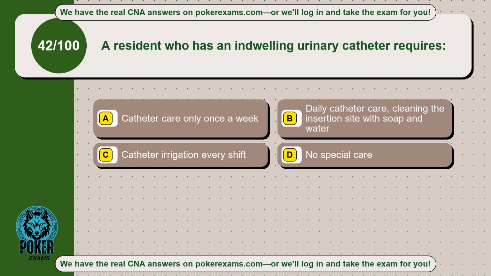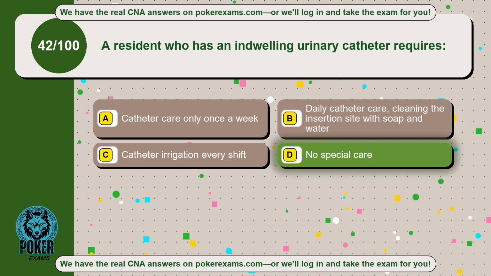Question 42. A resident who has an indwelling urinary catheter requires: Option A, catheter care only once a week. Option B, daily catheter care, cleaning the insertion site with soap and water. Option C, catheter irrigation every shift. Option D, no special care. The correct answer is option D, no special care.